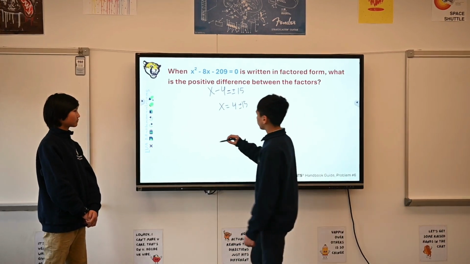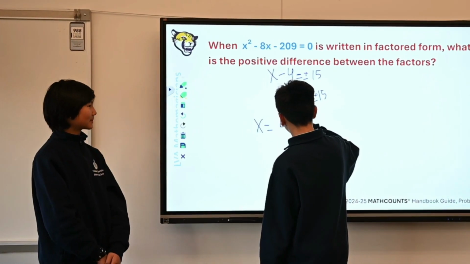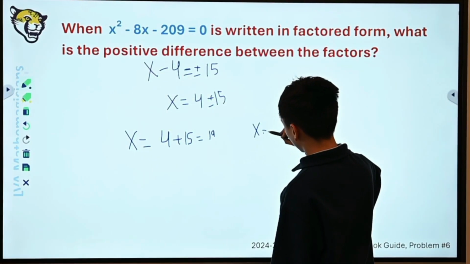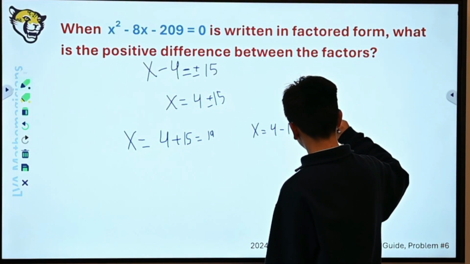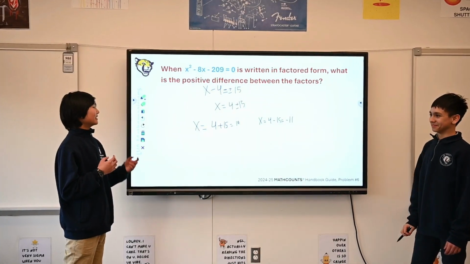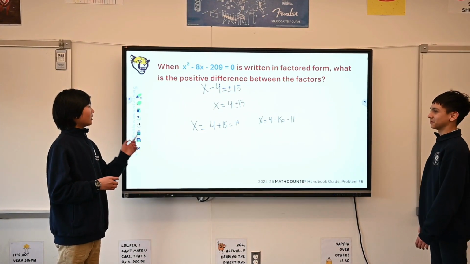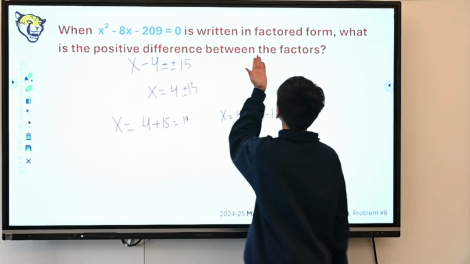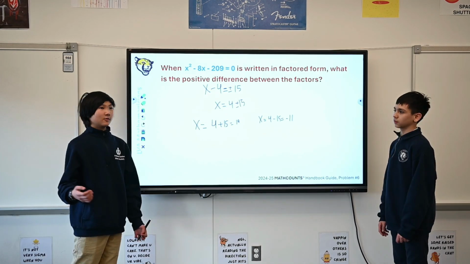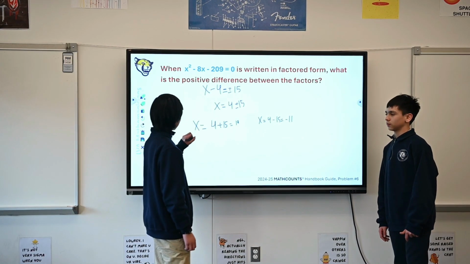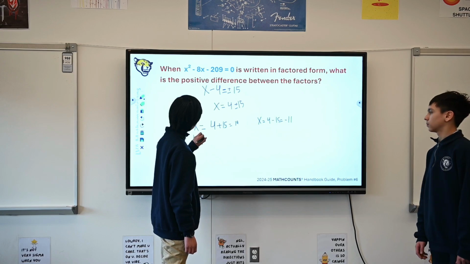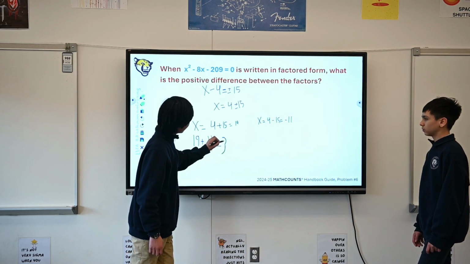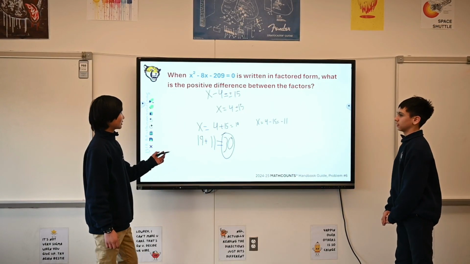So the 2 possible solutions for x are... Wow! The solutions to the equation are 19 and -11. Now the problem asks for the positive difference between the roots. Right. We need to subtract the roots. That's 19 plus 11, which equals 30. And that's our answer. The positive difference between the roots is 30.